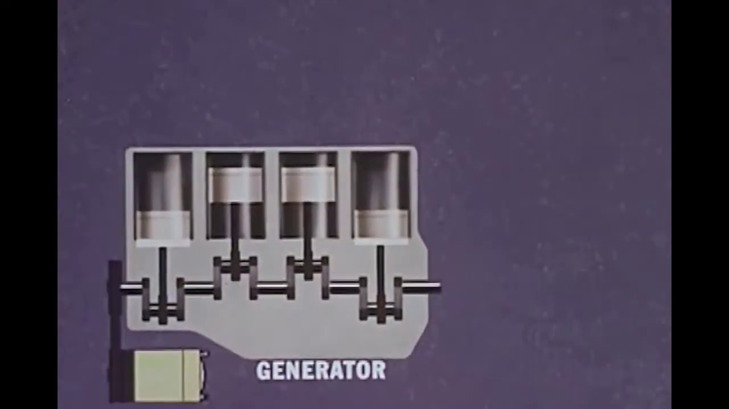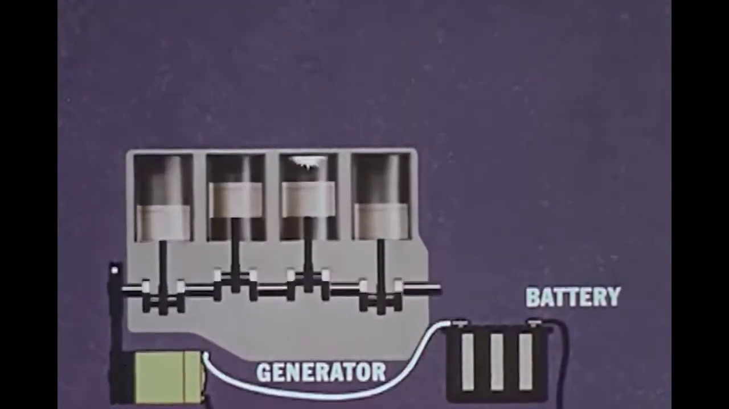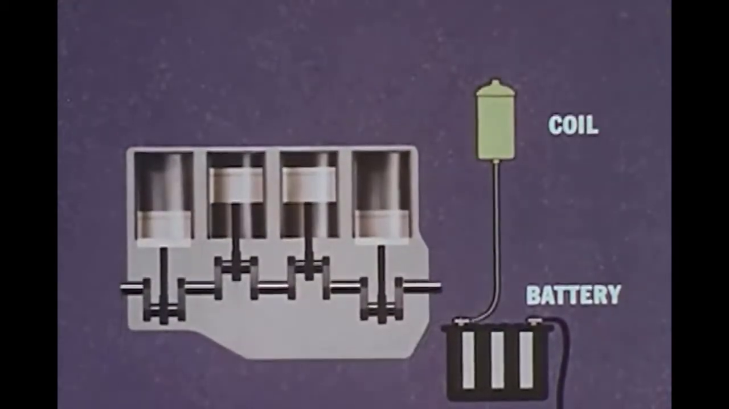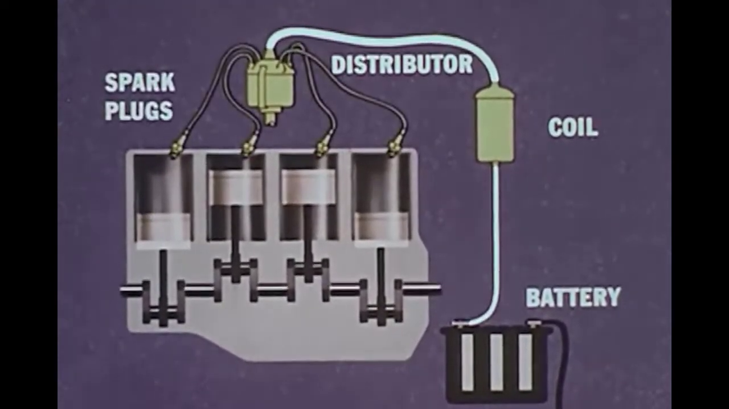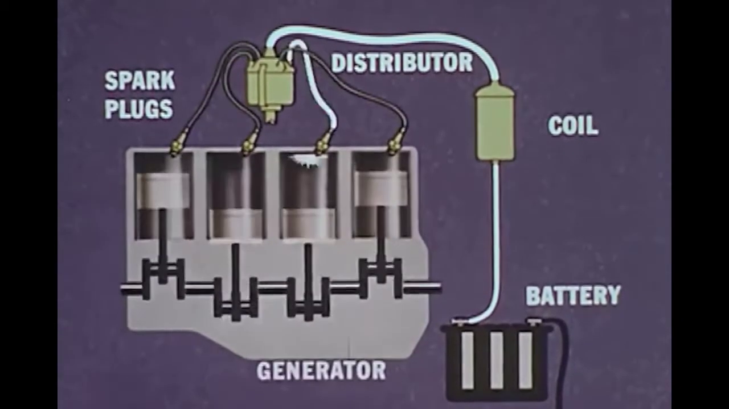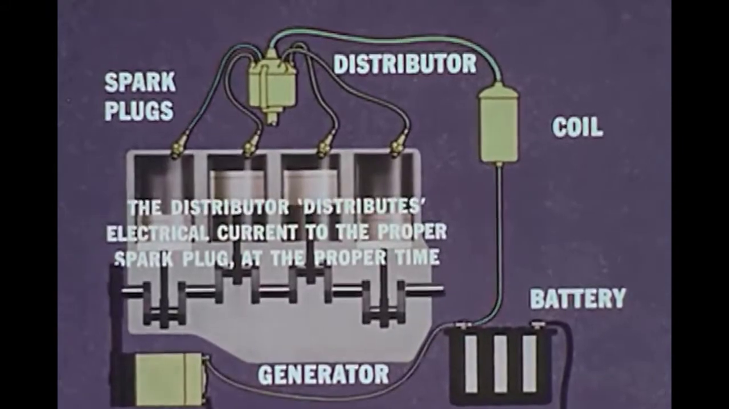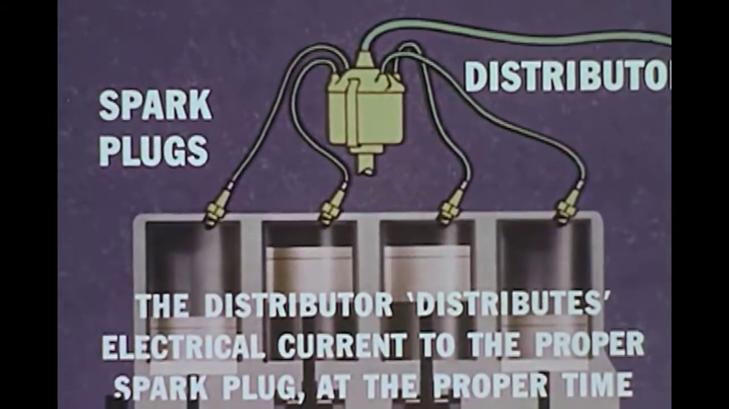The engine's electrical system supplies the spark that fires the fuel mixture. As the engine rotates, it drives a generator which keeps the car's battery charged. The battery supplies electricity to the coil, which boosts the current to a voltage high enough to produce a spark, and then sends it through the distributor to the spark plugs located in the cylinders. The distributor distributes electrical current to the proper spark plug at the proper time.